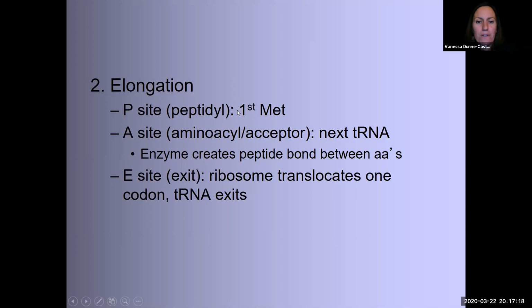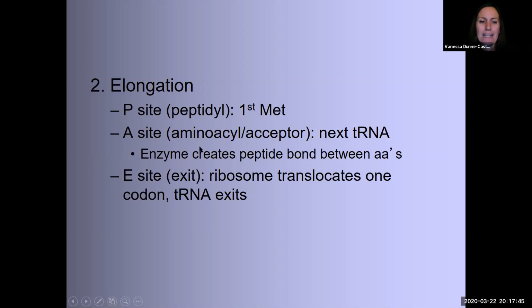Again, the very first transfer molecule that brings in the first amino acid, which is always methionine, will bind and dock at that P site, will bind and dock at the mRNA, and then the ribosomal complex will bind here, so the transfer molecule is sitting in the P or the peptidyl site. That will allow the A site to be available and open. The aminoacyl site, or the acceptor, is how you can phrase this thing. This is where all incoming transfer RNA molecules will come and dock.